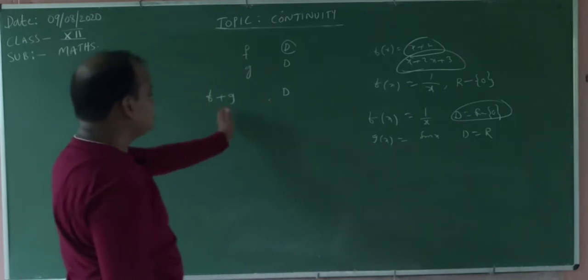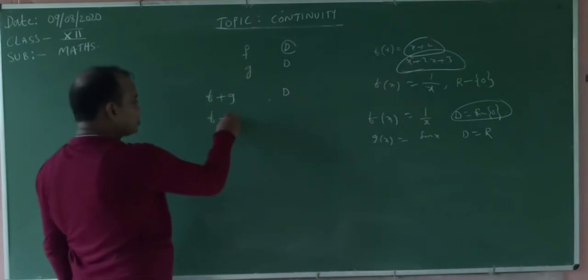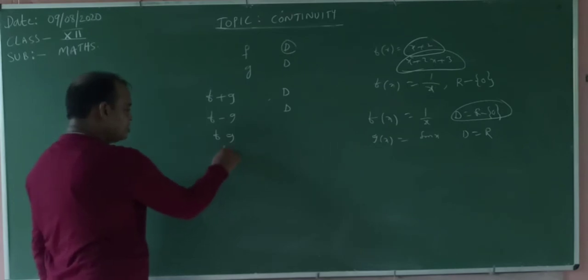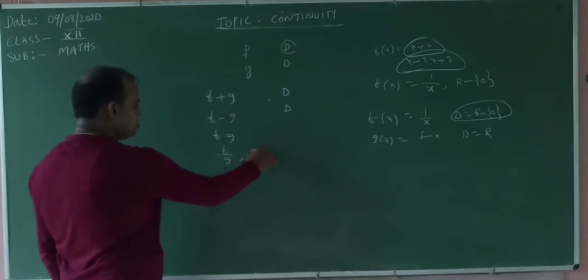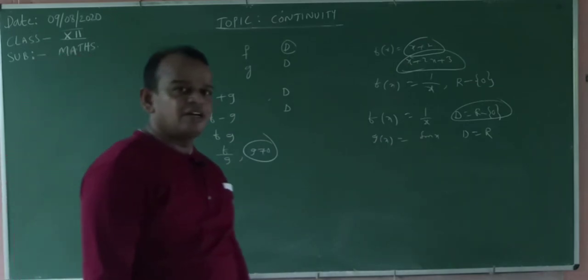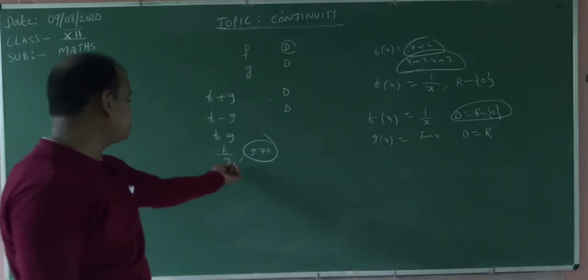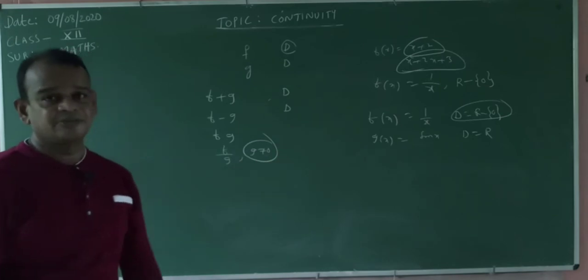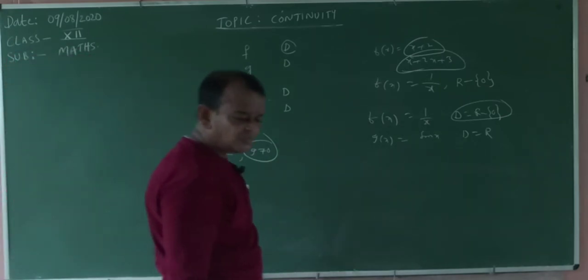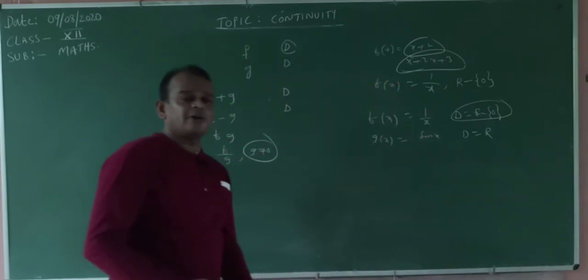Okay. Now f plus g is continuous on D. F minus g also continuous on D. F into g also continuous on D. F by g, here compulsory g not equal to 0, boys. G not equal to 0 means continuous on D minus the points where g is equal to 0, that's it. Understood? This type of questions come in the examination point of view.